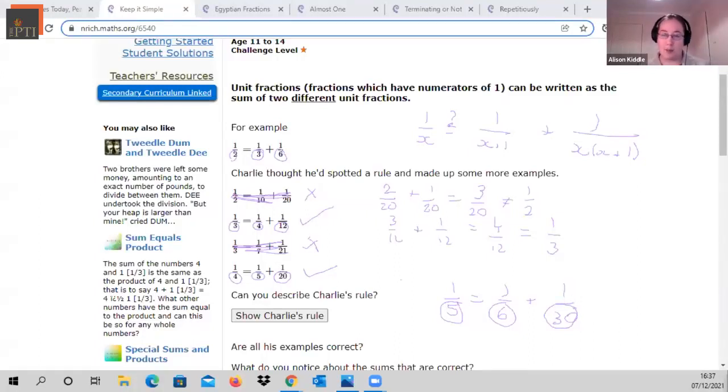So the next thing I might want to do before I try to prove this is to choose an example that's not the next one in line, but maybe uses big numbers. So Charlie, can you tell me a fraction that you want to have a go at writing using this conjecture? Okay.